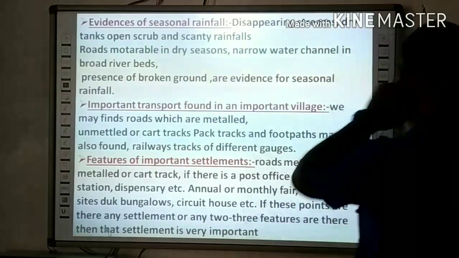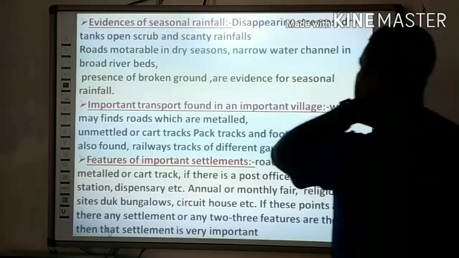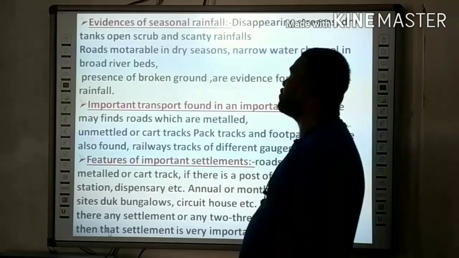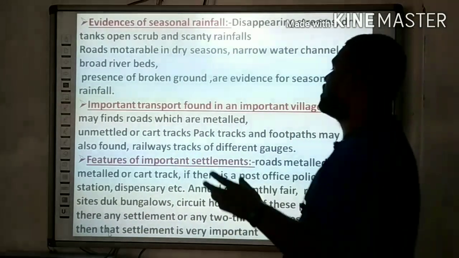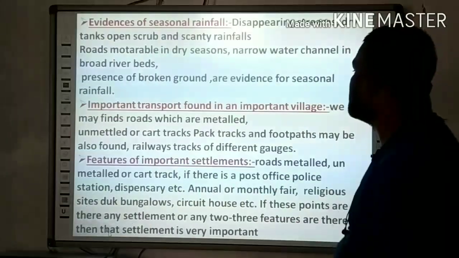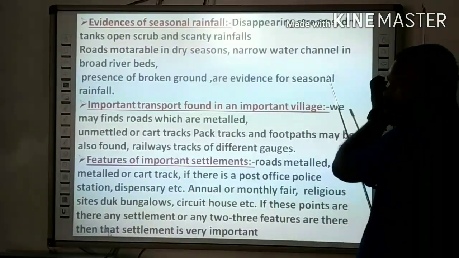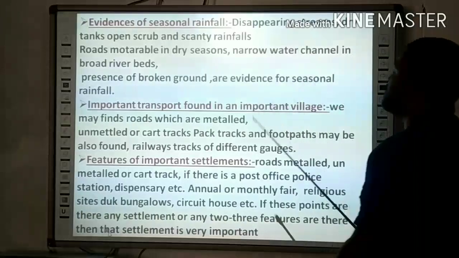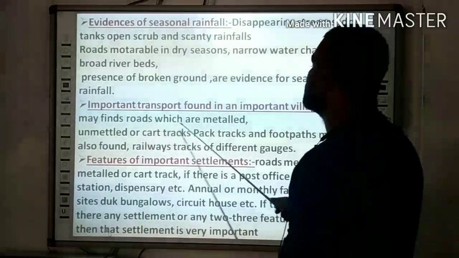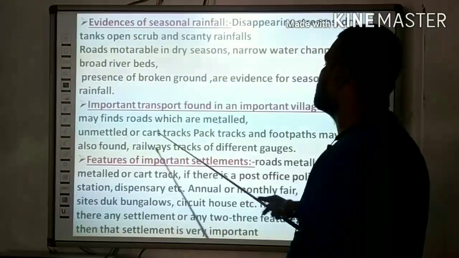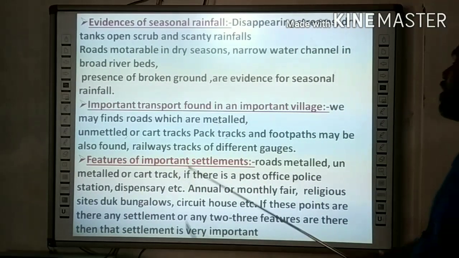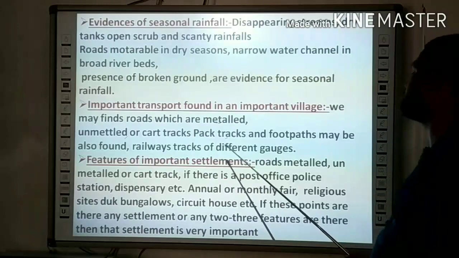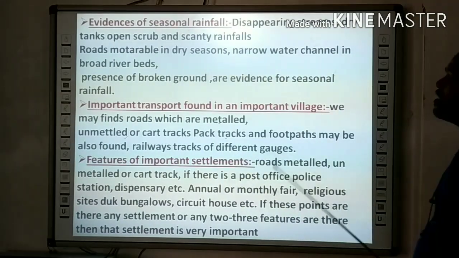Now, important transport found in an important village. Say if you have got a question, what is the important means of transport in village A? How will you identify? We may find roads which are metalled, unmetalled, or cart tracks, and even footpaths may also be found. Railway tracks of different gauges.